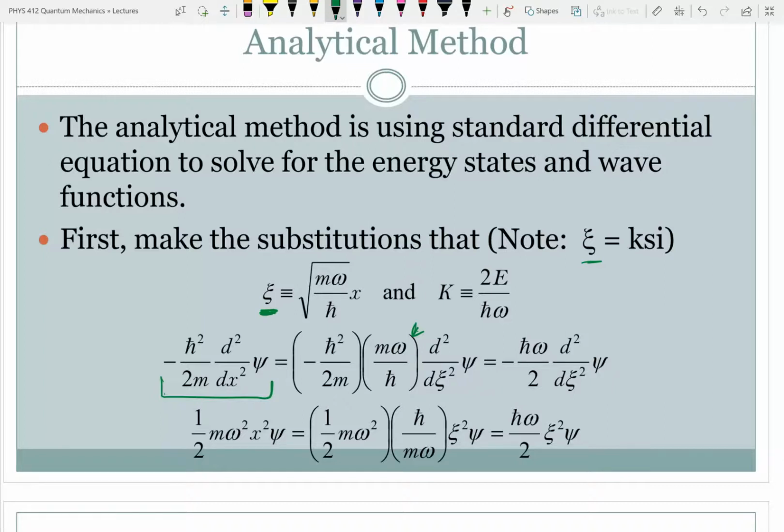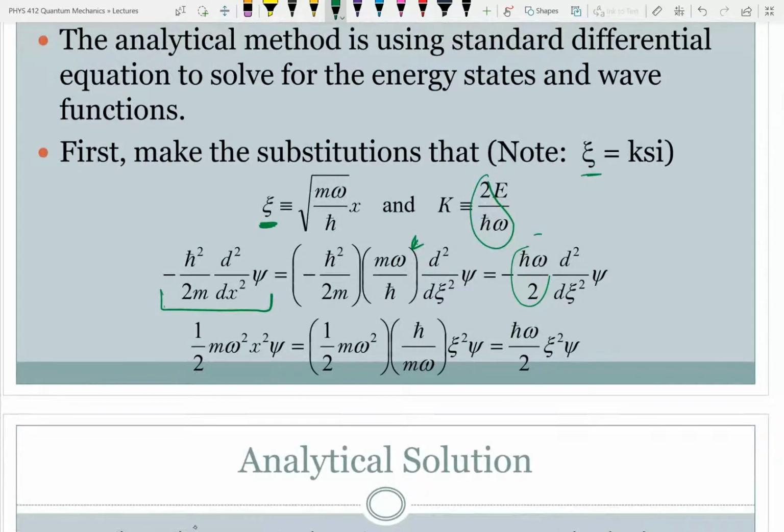Much shorter. It still has a constant out front. That's why we have K is 2 over h bar omega. Because you see h bar omega over 2 here and h bar omega over 2 there, they are things that we can get rid of. We just cancel things out in the end.